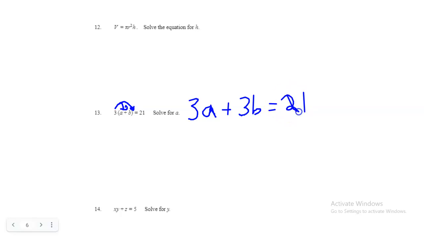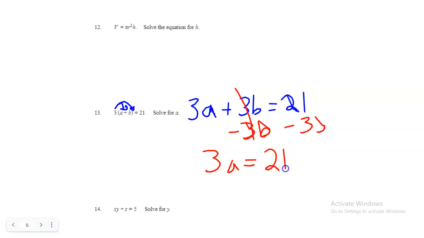Okay, now I want to get the A by itself. So to get the A by itself, first thing I have to do is move this 3B to the other side of the equation. So to do that, I'm going to subtract 3B from both sides. Okay, and those cancel out. So I'm left with 3A on the left, and that's equal to 21 minus 3B.